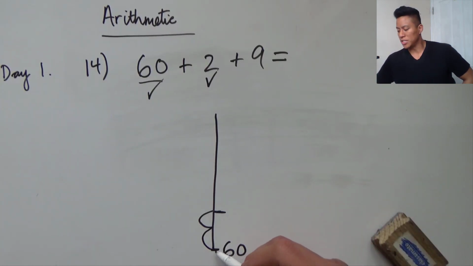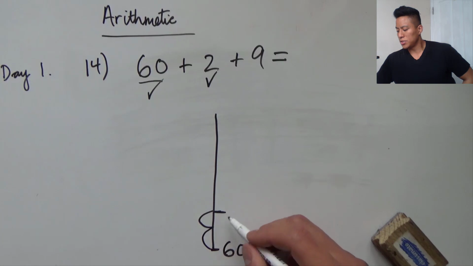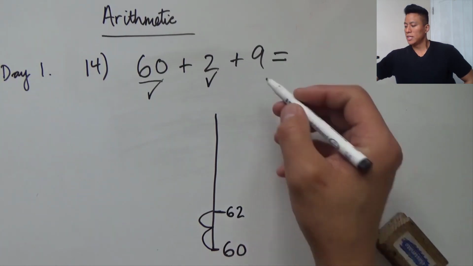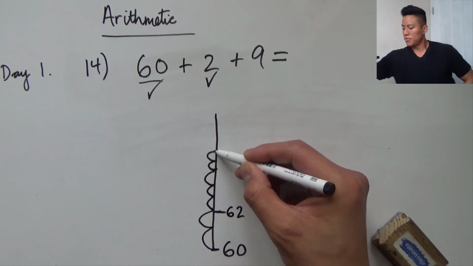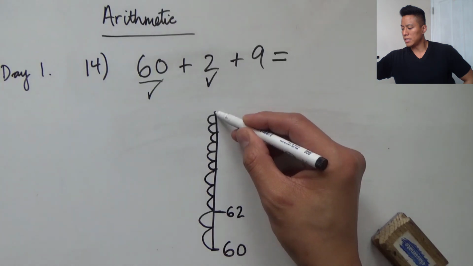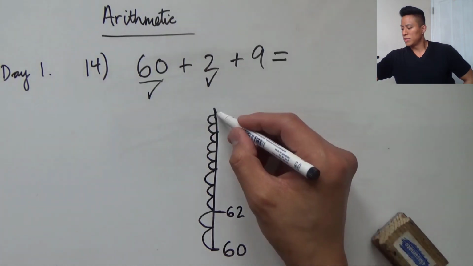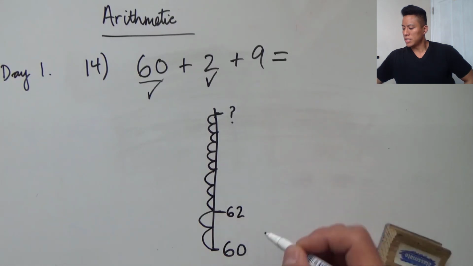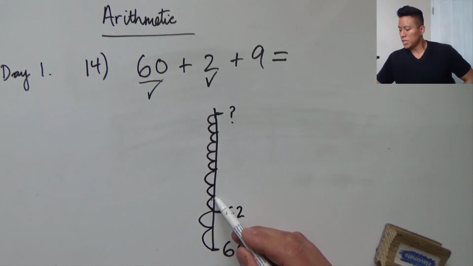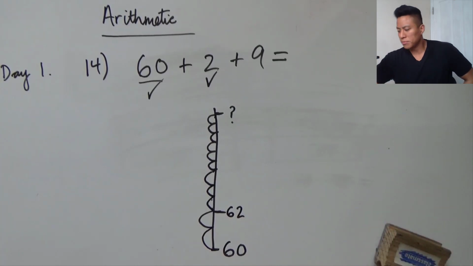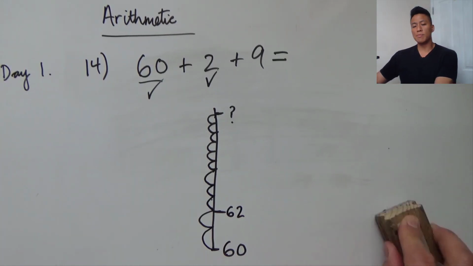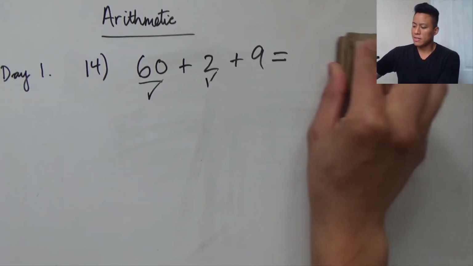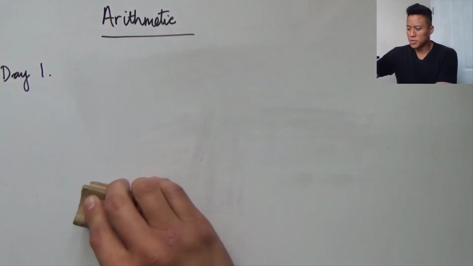Let's count it on and see. 60, 61, 62. I'm going to label that 62. And then I'm going to do 9 jumps here: 1, 2, 3, 4, 5, 6, 7, 8, 9. I need to know what this number is here. You work it out. I've used a number line to try and work that out. That's day 1 for the arithmetic. Number 14 I think might be a bit of a toughie. If you're saying, yeah, that's easy, well, good for you.